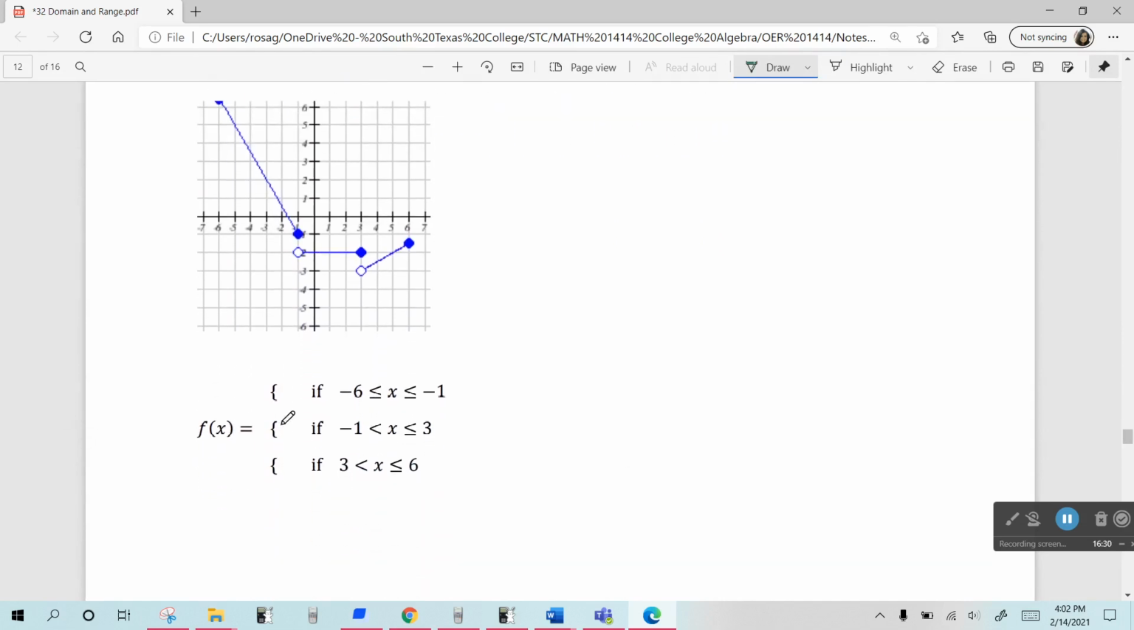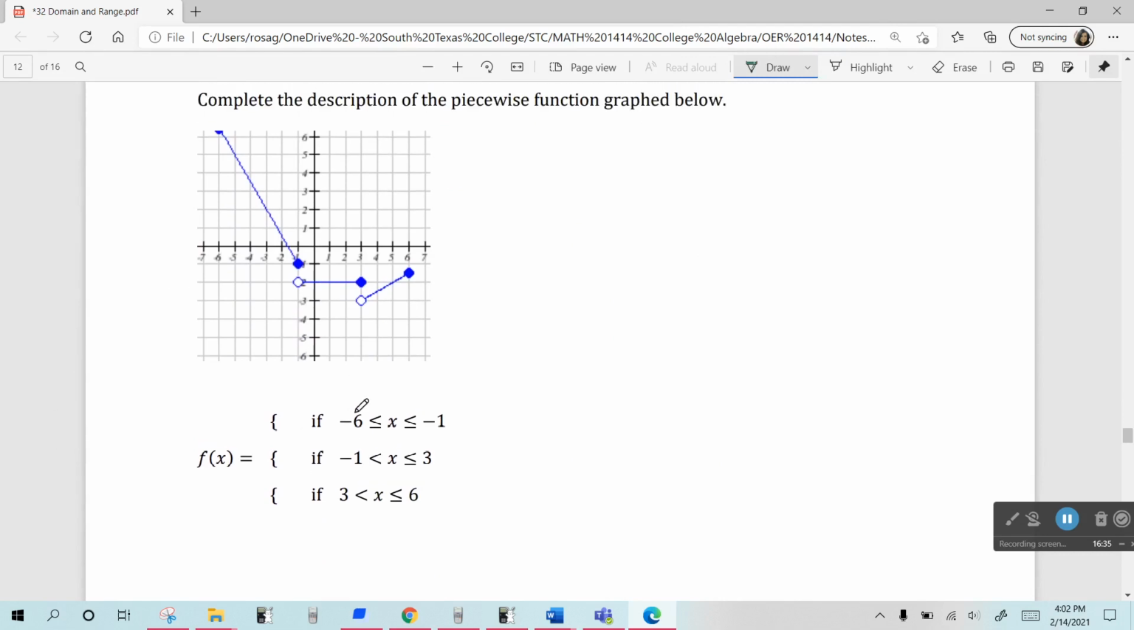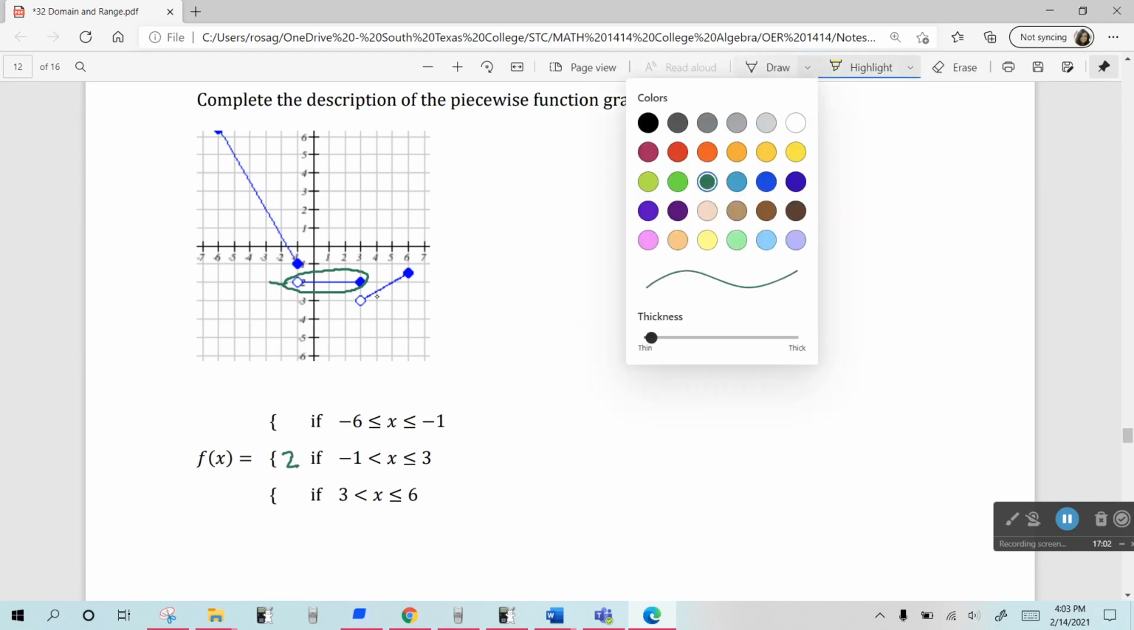Complete the description of the piecewise function here. So here they're giving us the graphs and they gave us the domain, and we are supposed to put the function. The easiest one is the middle one, which is a constant. This is going to be just 2, so we just put 2 there. The other ones are going to require a little bit more work.